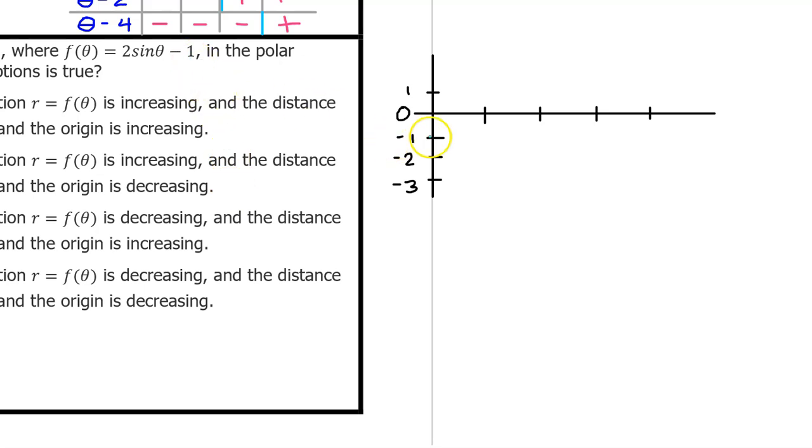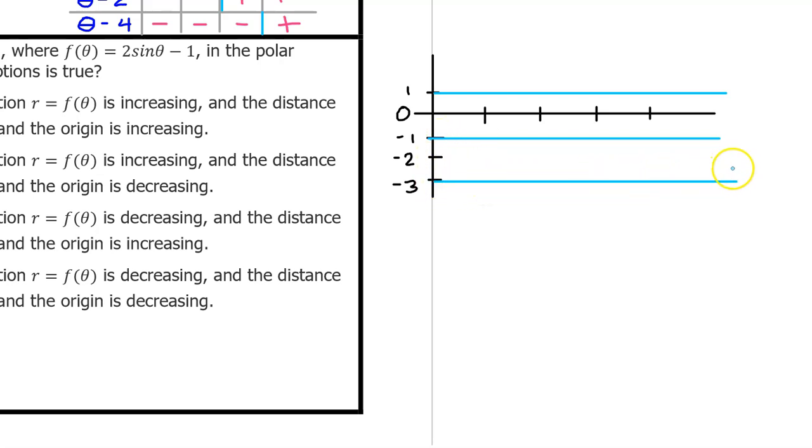The minus 1 on the end tells us that there has been a vertical shift down 1. A translation, if you will. There's a new midline at negative 1. The 2 in the front is the amplitude, so the maximum value will be up 2 from the midline, and the minimum value will be down 2 from the midline.